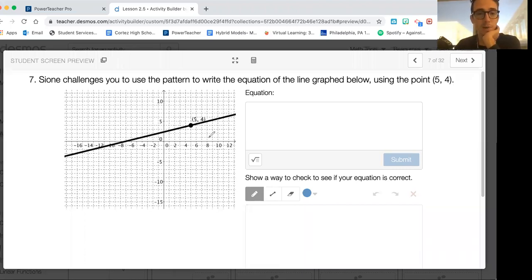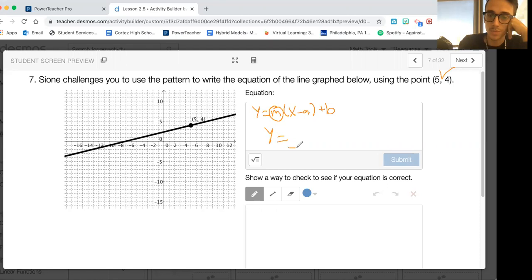So Yoon challenges you to write the equation of the line graphed below using the point 5, 4. All right, so we have our point. What are we missing if we're going to write out this type of equation in this type of form? Point slope form. Hopefully you're saying that we're missing our slope. So far we can write y equals, leave a little space for the slope. You can then write x minus 5 and plus 4.